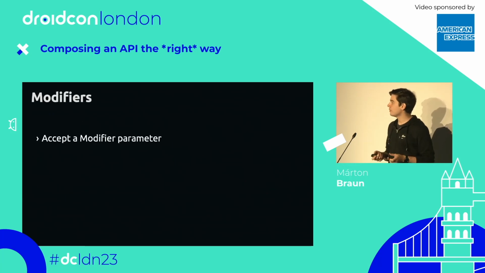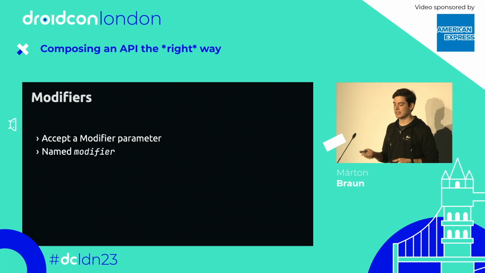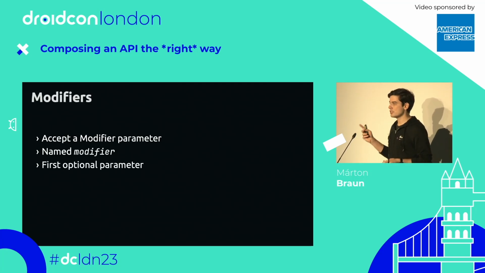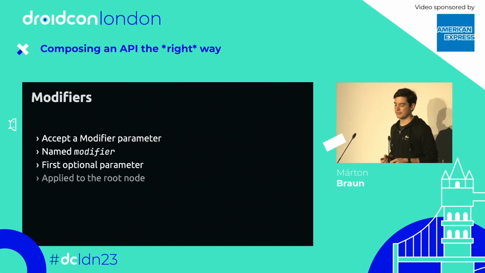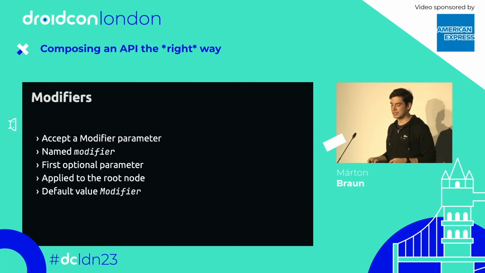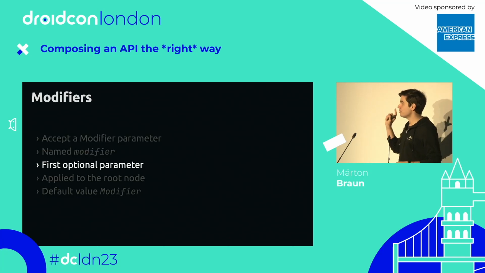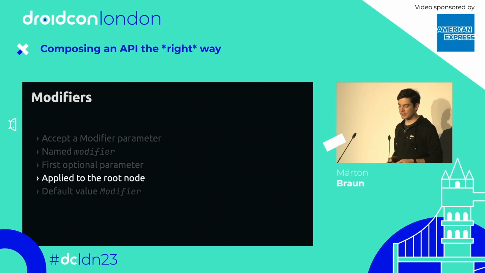So in general, you should accept a modifier parameter in your components. By convention, that parameter should be named modifier, as you've already seen here. It should be the first optional parameter of the parameter list. It's important that you apply it to the root node, and it should have a default value of Modifier. We're going to take a look at all of these things in detail. The first two we've basically already covered, and they're fairly self-explanatory. We're going to get back to parameter ordering in just a moment.